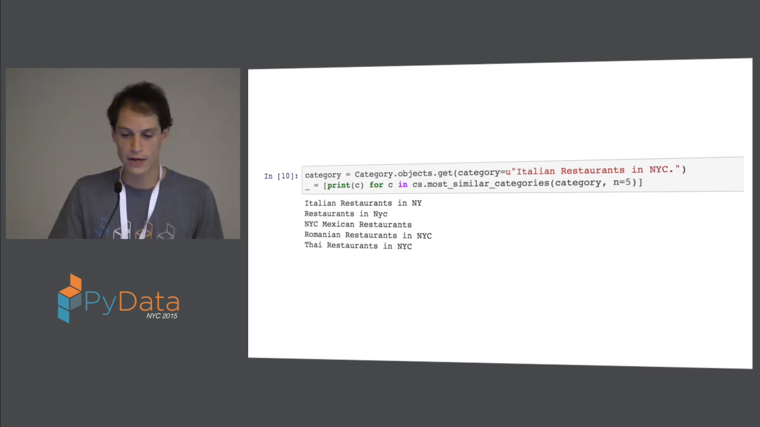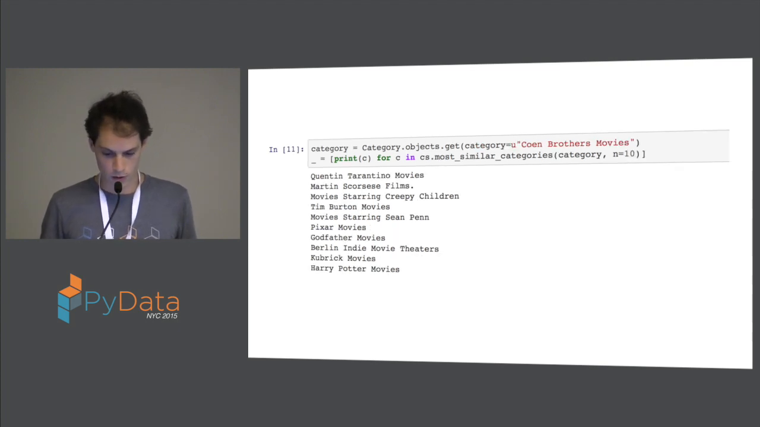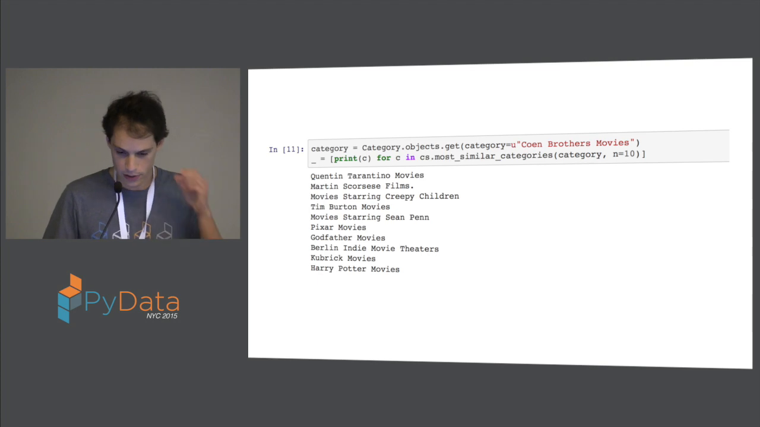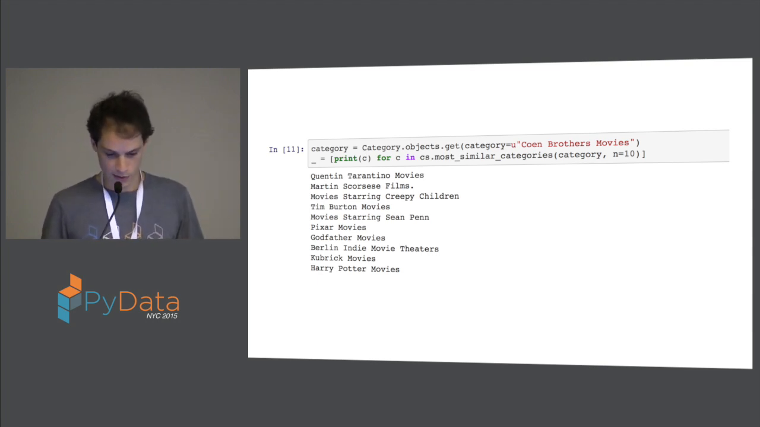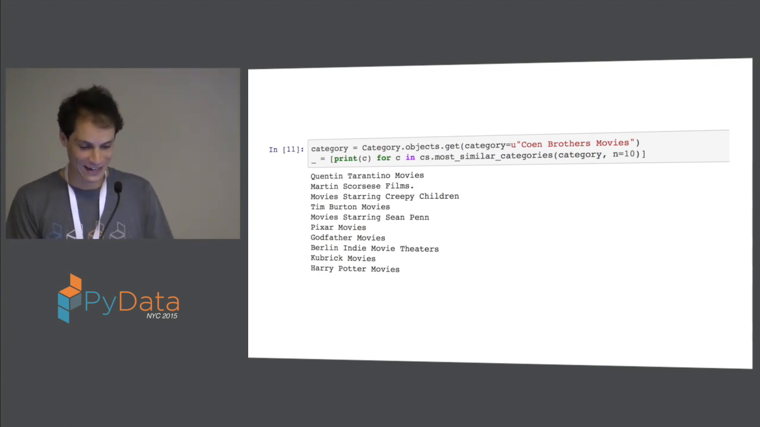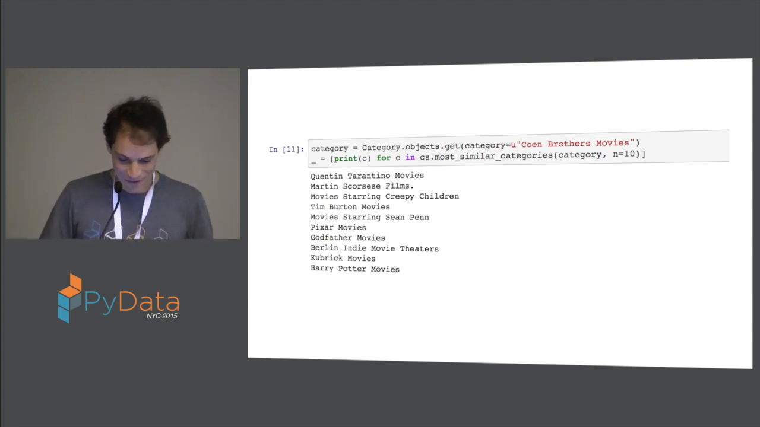Another example, Italian restaurants in NYC. So we get Italian restaurants in New York, restaurants in NYC, NYC Mexican restaurants, etc. And finally, Coen Brothers movies. We get Quentin Tarantino movies, Martin Scorsese films, movies starring creepy children, etc. So we have some funny categories. I invite you to check it out, freetop.com.